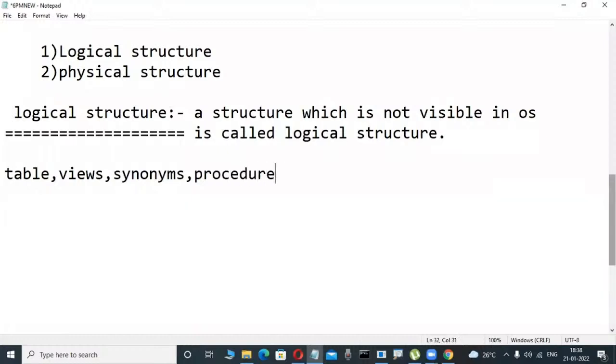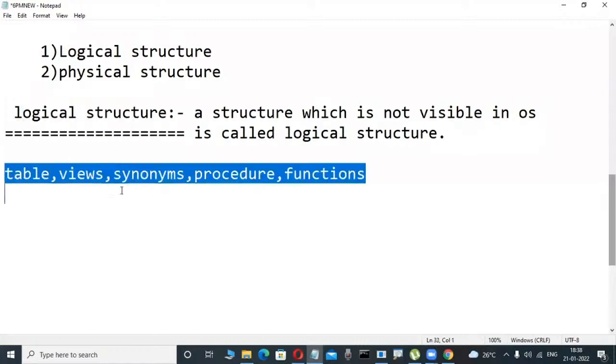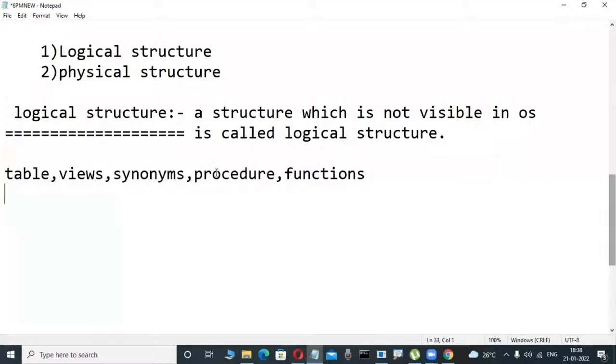Procedures are there, functions are there, triggers are there, packages are there. So many things only. These are all logical, related to the logical structure. That is not visible in the operating system. Whatever objects we are learning in the course, so many objects, they are not there in the operating system.